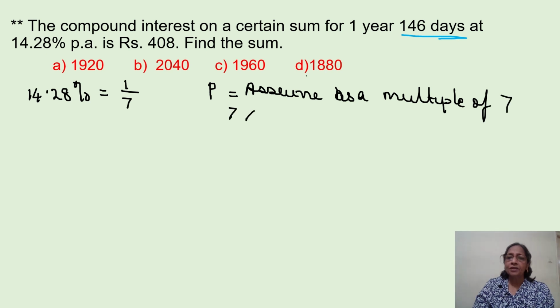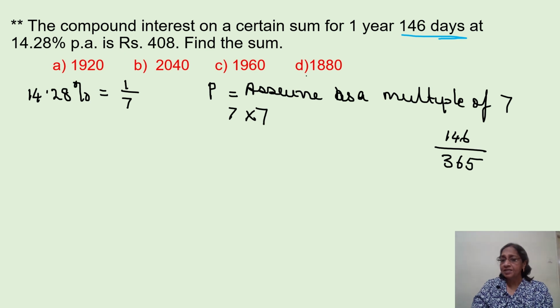So I'm going to take twice. Also, 146 is nothing but the number of days in a year, 365. So this will go 73 twice, 73 5 times. 2 upon 5.